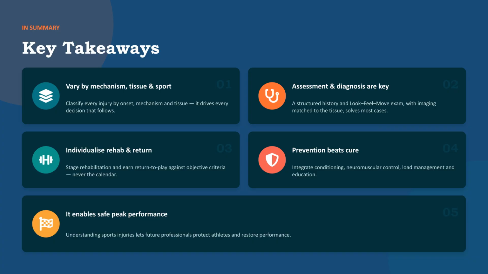Third, individualize rehabilitation and return to play. Stage the rehab and earn return against objective criteria, never the calendar alone. Fourth, prevention truly beats cure. Integrate conditioning, neuromuscular control, load management, and athlete education. And finally, understanding sports injuries isn't just about treating problems. It enables safe peak performance. It lets us protect athletes and restore them to what they love doing.